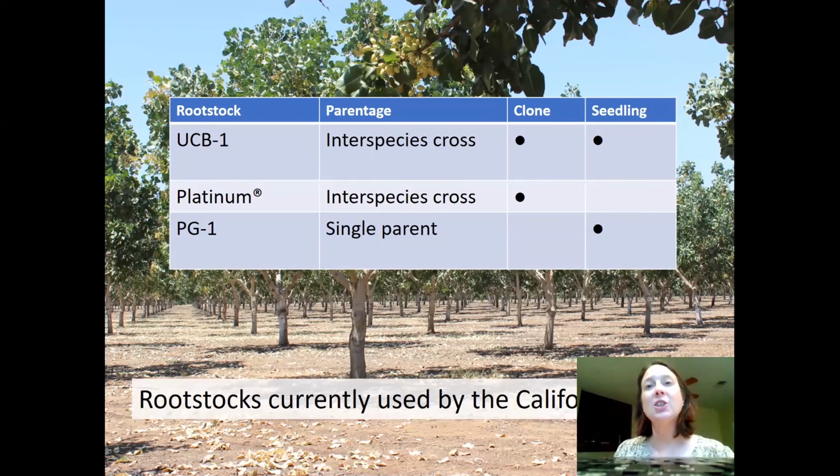So UCB1 is an interspecies cross. It can be purchased as a clone or as a seedling. Platinum is also an interspecies cross, and it can only be purchased as a clone. PG1 is a single parent, that is the Integerrima seedling, and it is purchased only as a seedling. These are the rootstocks that are currently utilized by the California industry. Now, why do you not use Platinum as a seedling? It's because the seedling population is variable, and it's variable enough that verticillium resistance is not stable within that seedling population. So it's propagated as a clone.